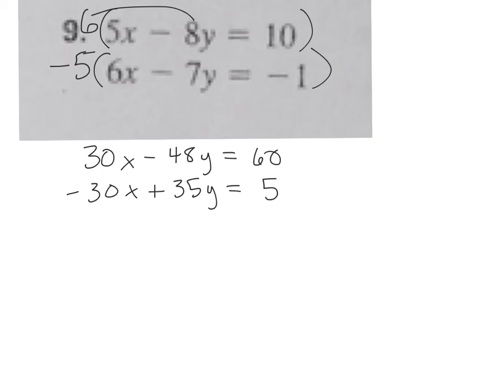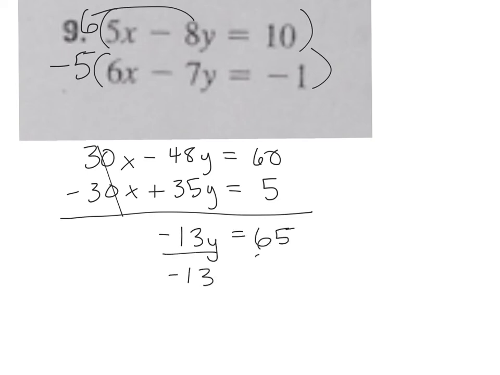So now we're going to combine these. So my x's go away. I got 48, and that's going to give me, so that's negative 13y equals 65. Then we divide by negative 13. That's going to give me y equals negative 5.